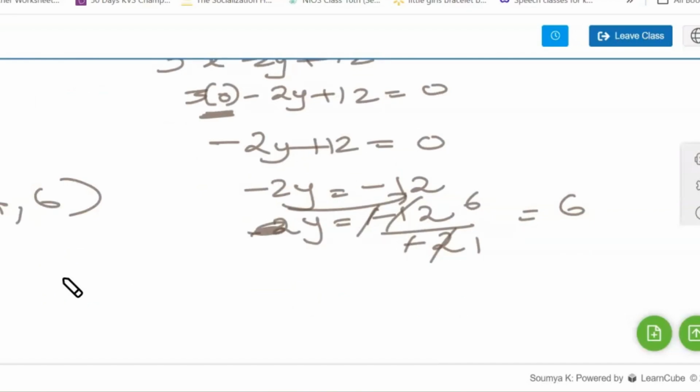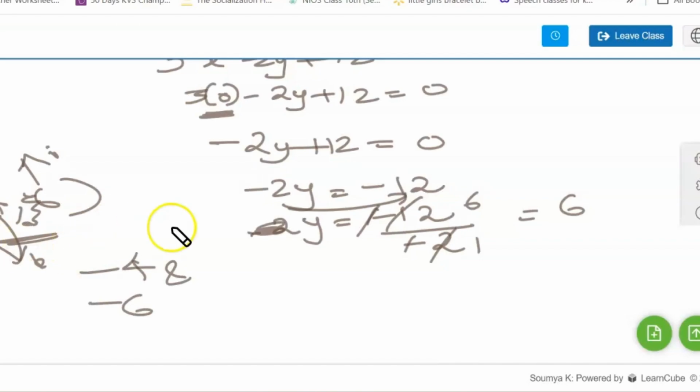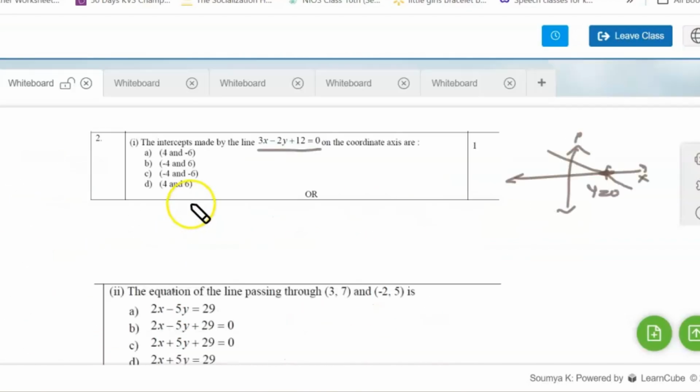This is not a coordinate, this is intercept. So this is x-intercept and this is y-intercept. No need to write it in this way. Minus 4 and 6. Okay, let's see the options here. Minus 4 and 6, so option B is matching. That is the right answer.